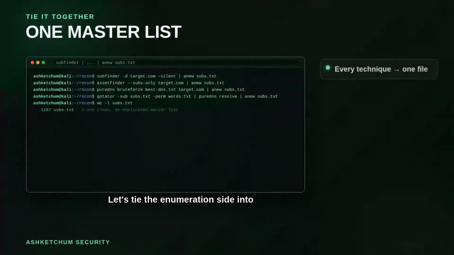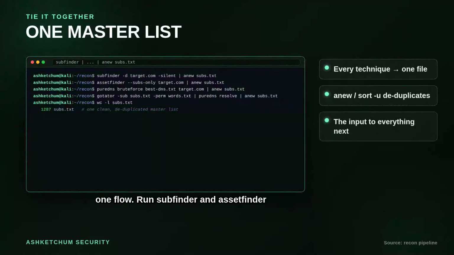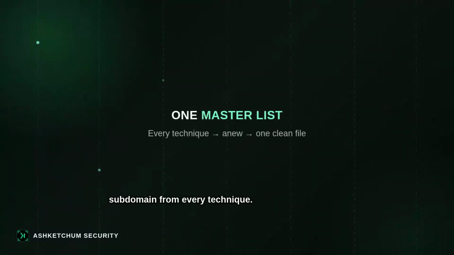Let's tie the enumeration side into one flow. Run subfinder and assetfinder for passive. Add your brute force results from puredns. Add your permutation results from gotator. Then merge everything and remove duplicates; a tool called unew, or just sort -u, does this. What comes out is a single, clean master list of every candidate subdomain from every technique. That one file is the foundation of your entire hunt, and it's the input to everything you'll do next.